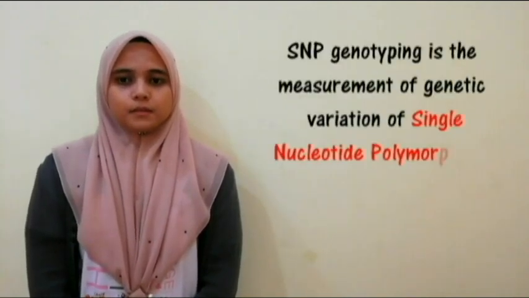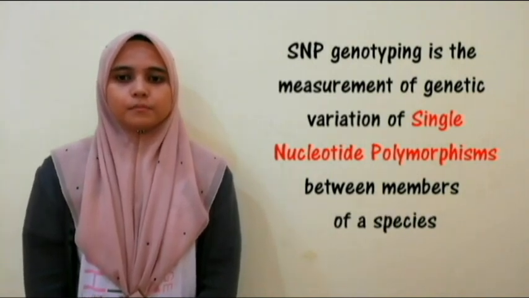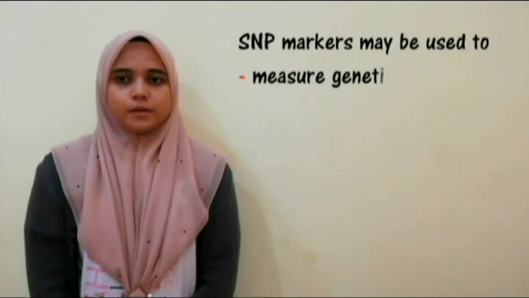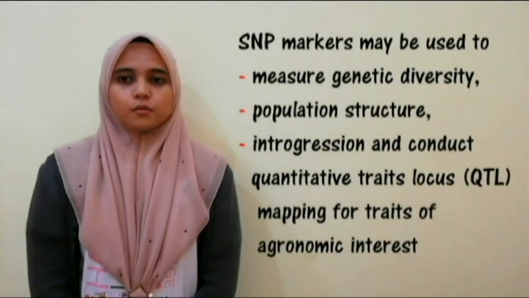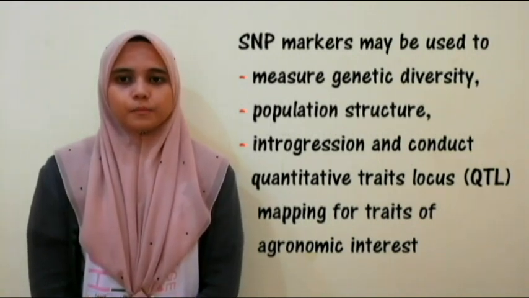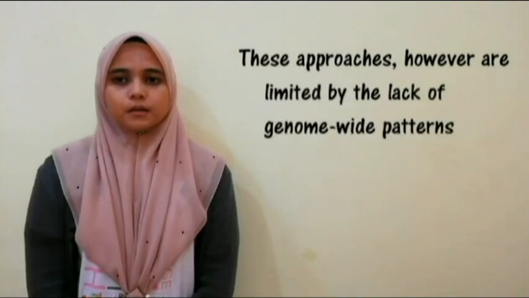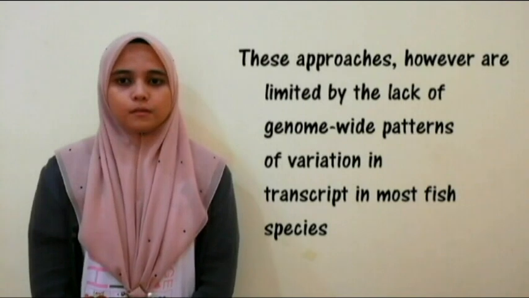SNP genotyping is the measurement of genetic variation of single nucleotide polymorphisms between a number of species. SNP is one of the most common types of genetic variation. SNP markers may be used to measure genetic diversity, population structure, introgression, and to conduct quantitative trait locus (QTL) mapping for traits of agronomic interest, positional cloning, and genome-wide association studies. This approach, however, is limited by the lack of genome-wide patterns of variation in transcripts in most species.